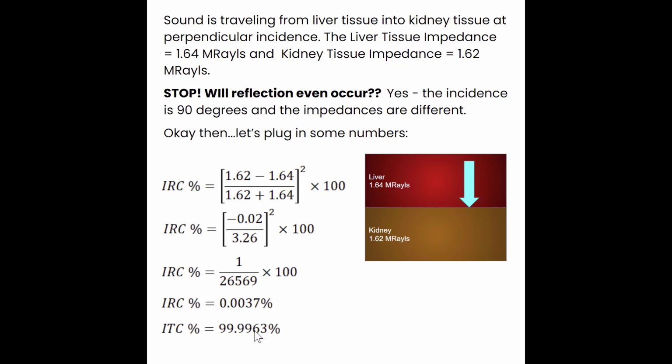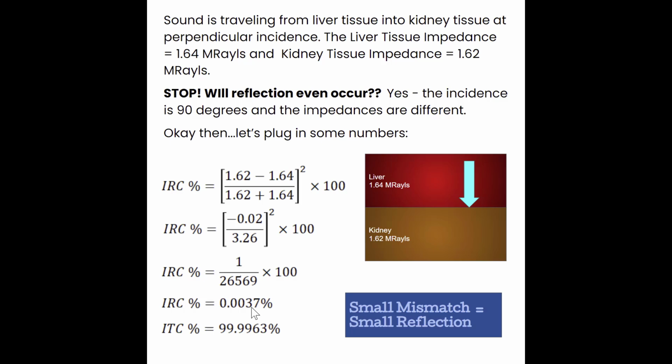To get the ITC, we took 100% and subtracted the IRC. So when we have very similar impedances, or a small mismatch between them, we're going to get a very small reflection, and most of that energy is going to continue forward.